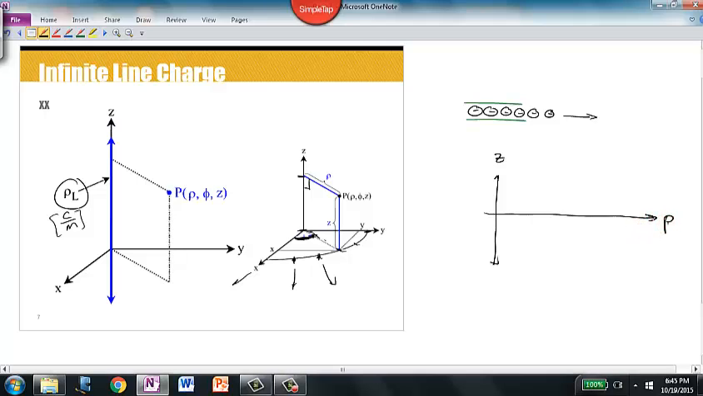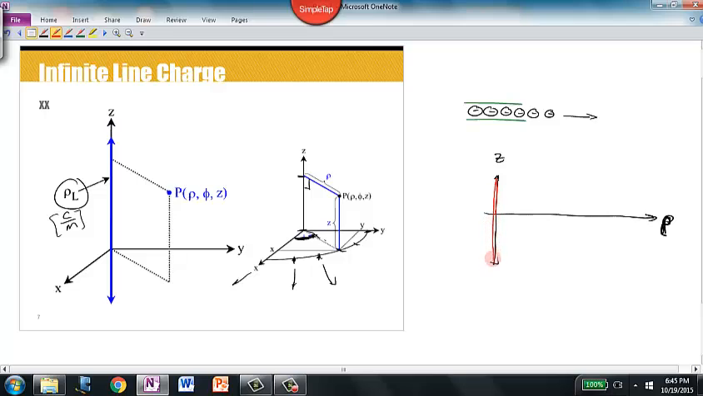So now we have a point in space, and it's just going to have two dimensions, a z dimension and a rho dimension. And we want to look at which direction the E field is going to point. To analyze the situation, we consider that the line is infinitely long, which means no matter where I choose my point along the z-axis, there's always going to be as much charge below it as there is above it.